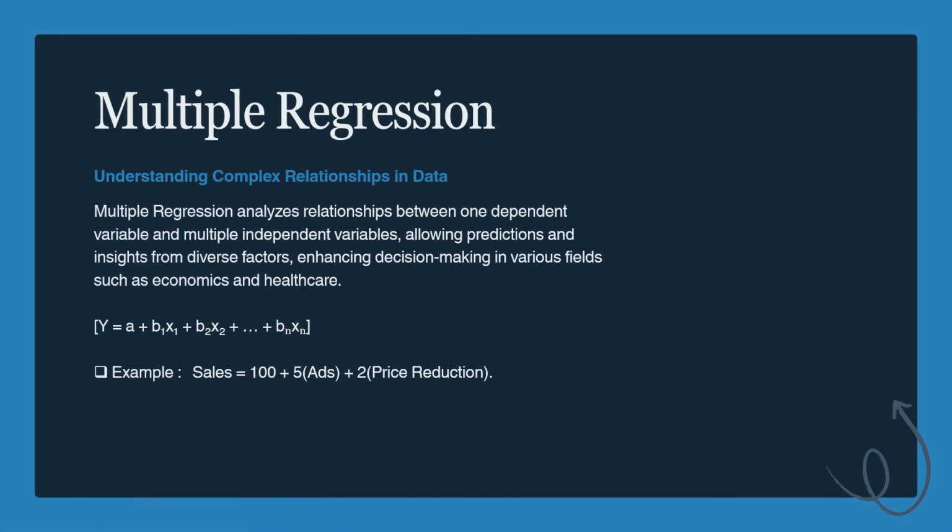Multiple linear regression, understanding complex relationships in data. In multiple regression, we use more than one independent variable. Below is the general equation we use in multiple regression. For instance, sales might depend on both advertising and price reduction. This model helps us to analyze the combined effect of several variables on a single dependent variable. It is very commonly used in business, economics and machine learning applications.